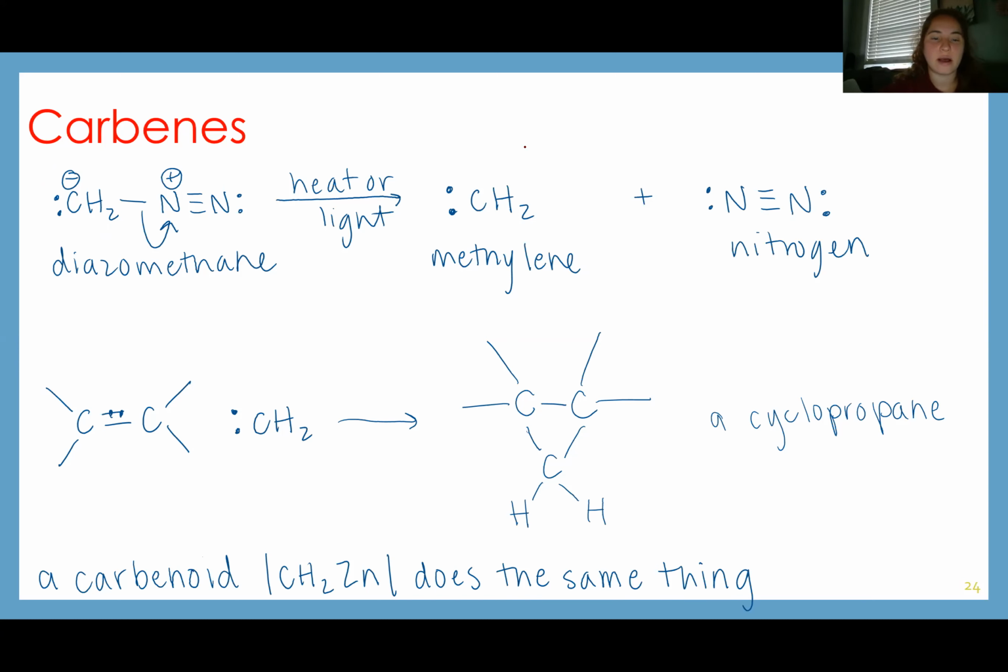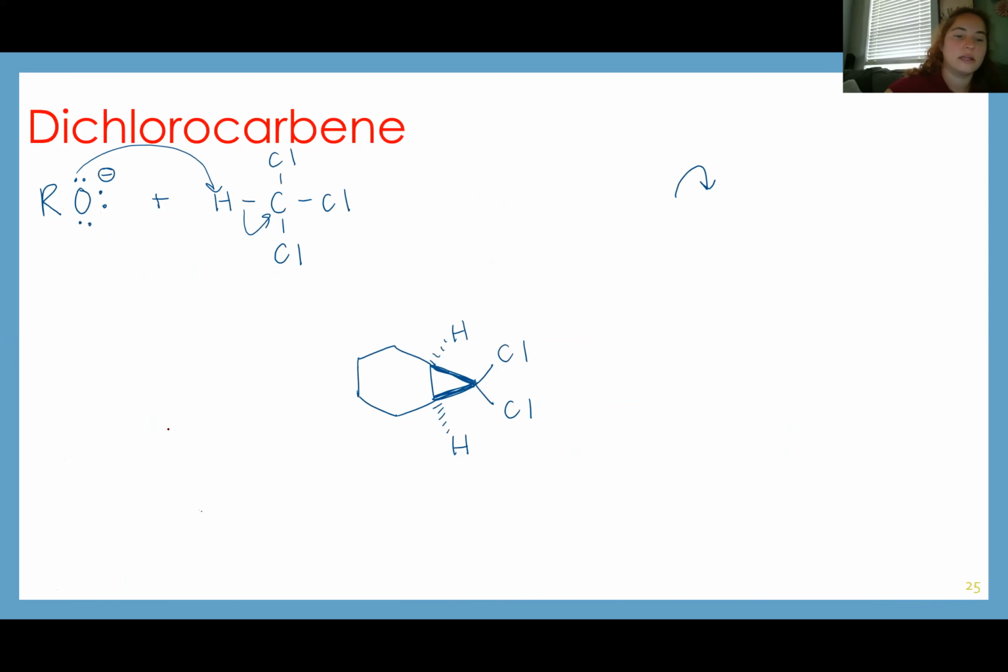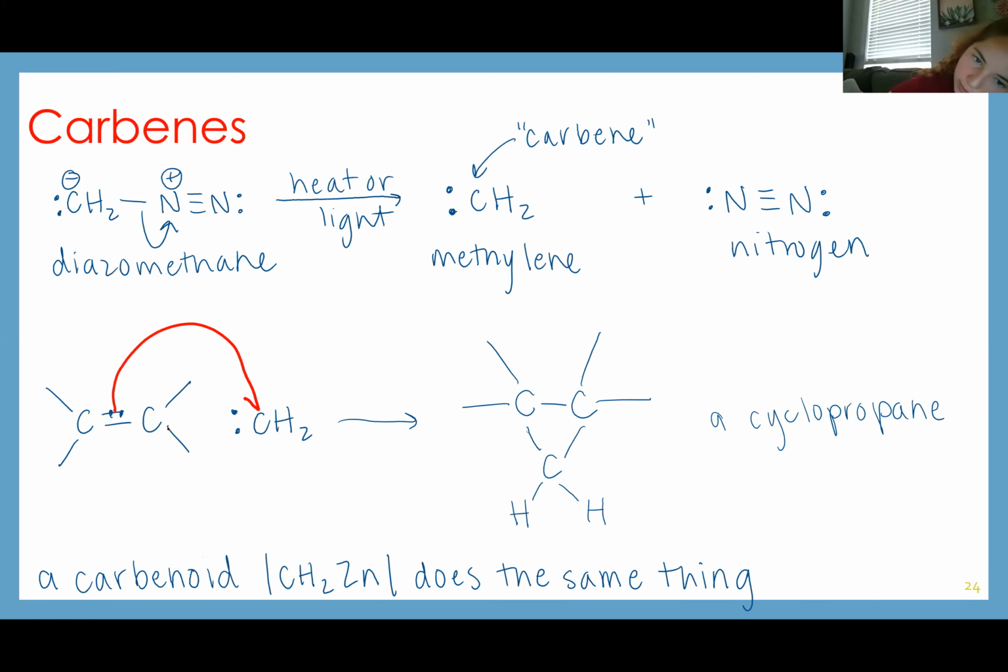Now, this compound, methylene, can be attacked by a double bond. So you end up with kind of a cyclic attack, which creates a cyclopropane.